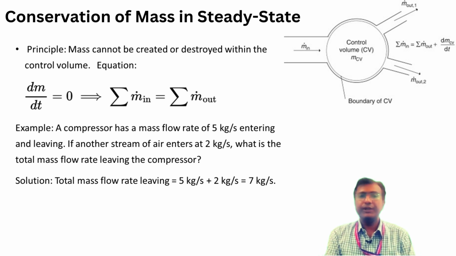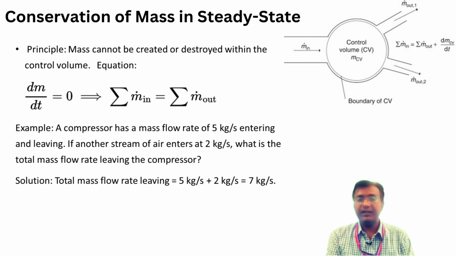Now, we are going to see mass conservation in a steady state. The conservation of mass principle states that mass cannot be created or destroyed. For a steady state control volume, this simplifies to: the summation of all the mass coming into the system must be equal to the summation of all the mass going out of the system. Here there is one term called the mass flow rate. The mass flow rate is defined as the density of the fluid multiplied by the velocity of the fluid multiplied by the cross-sectional area.